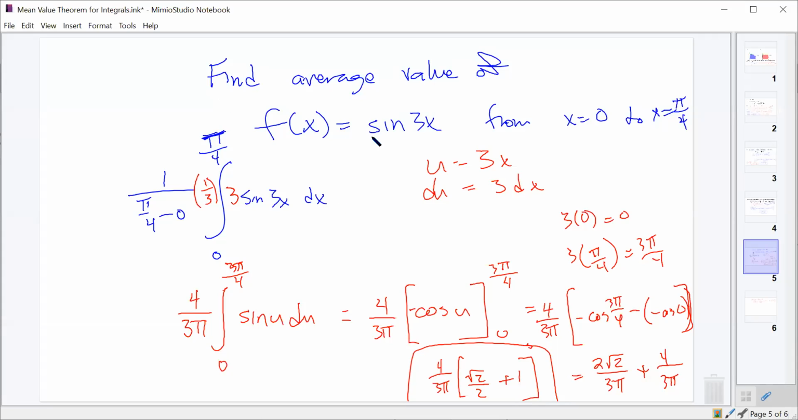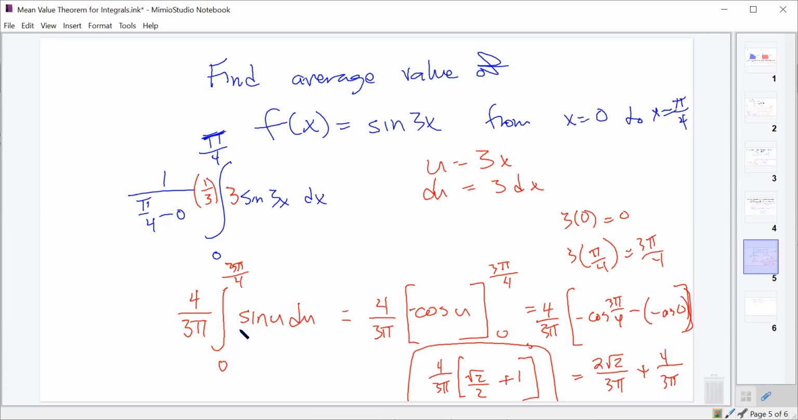So we're finding the average value of sine 3x from 0 to pi over 4. We need to do 1 over b minus a, so that's 1 over pi over 4 minus 0. And then we have to do a u substitution. So we let u equal 3x, which tells us that du is 3 dx. So we put a 3 on the inside and cancel it out with a 1/3 on the outside. And then we rewrite our constant out in front. The 1 over pi over 4 is 4 over pi times the 1/3 is 4 over 3 pi.